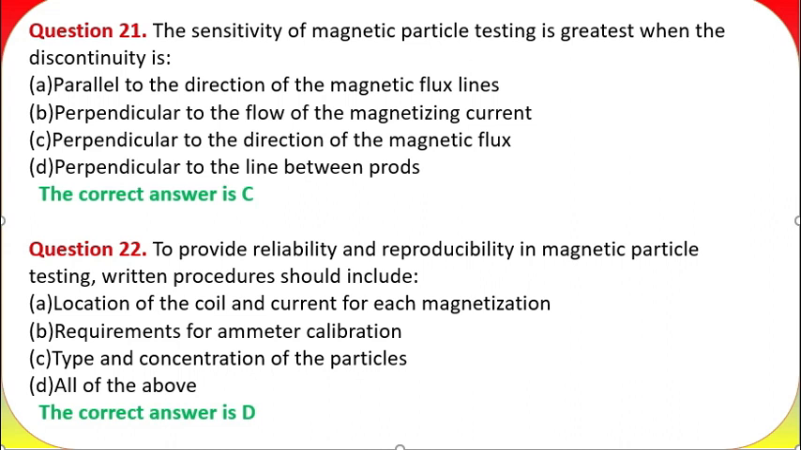Question 22. To provide reliability and reproducibility in magnetic particle testing, written procedures should include: A. Location of the coil and current for each magnetization. B. Requirements for ammeter calibration. C. Type and concentration of the particles. D. All of the above. The correct answer is D.